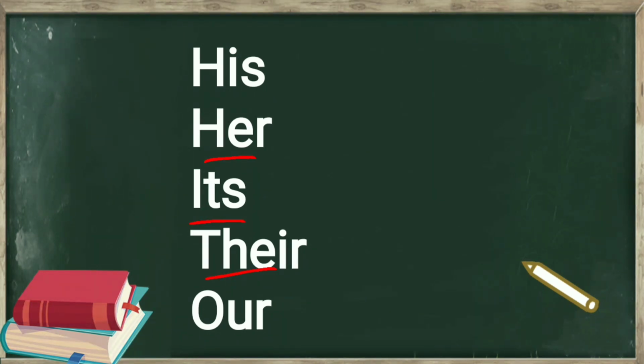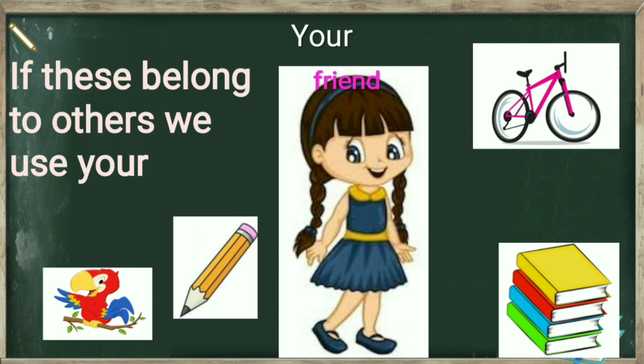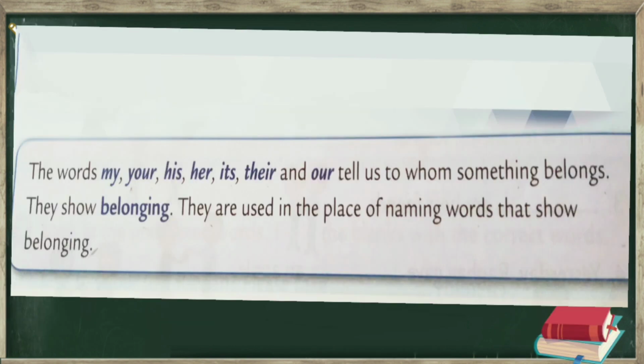So understood all these, children? When we use my, your, his, her, its, their and our. Okay, children.